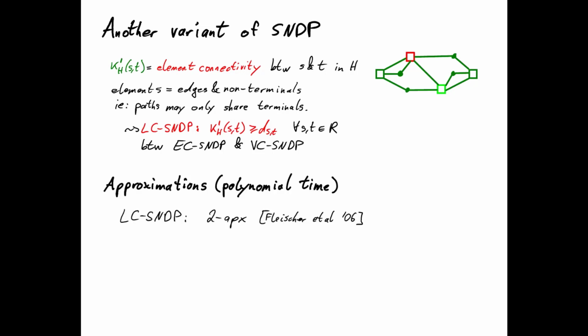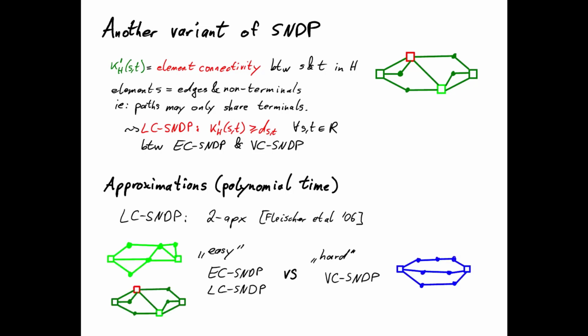So what is known about this? Well, it turns out the element connectivity version of the problem also has a 2-approximation. In fact, it's a generalization of Jain's algorithm. And so the picture we get, at least from the approximation point of view, is that edge connectivity and element connectivity are in some sense easy. You get a 2-approximation, while vertex connectivity is much harder.